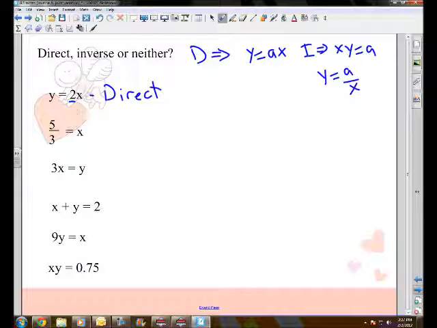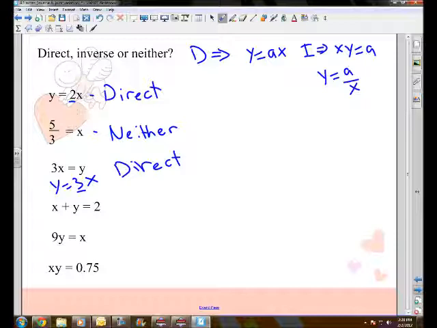Okay, our second one in the list is 5/3 equals x. Well, that really just tells us what x equals. So we're really not talking about any kind of variation because we don't have a y. We have one variable. So I'm going to say this is neither. And we'll take a look at our third one. Again, that one looks almost exactly like our first direct variation equation. We've got it flipped around backwards, but that doesn't make any difference. Our constant of variation will be 3, of course, so this is direct.